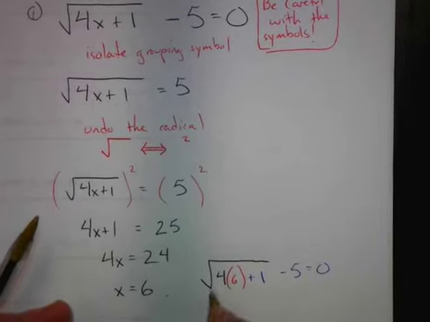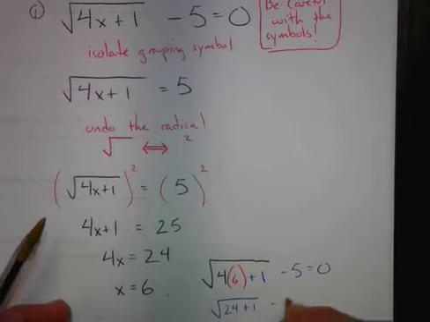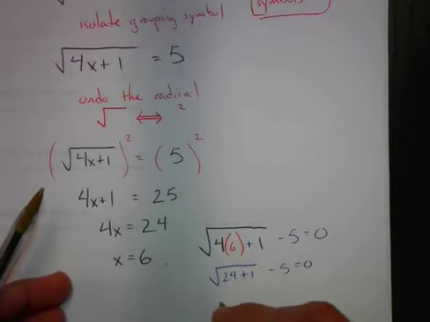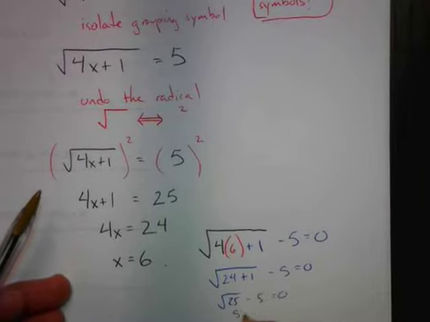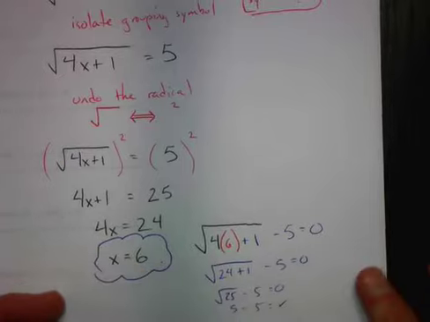All right, so we'd have this, and the square root of 4 times 6 is 24, and 24 plus 1 is 25, and then of course the square root of 25 is 5. 5 minus 5 is 0. Okay, this checks. All right, so we're good. Most definitely x is equal to 6. Okay, so we're good with that.